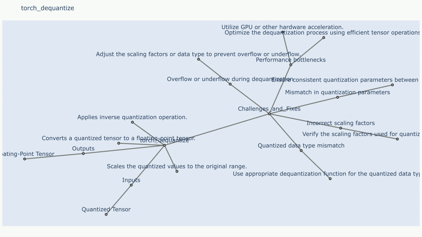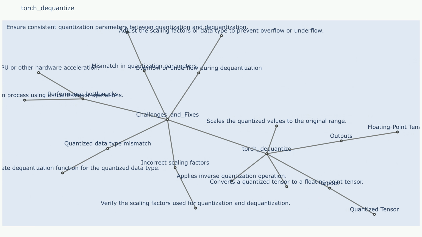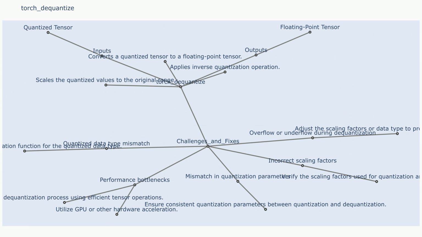Steps. Step 1: dequantization process. The dequantize function applies the inverse quantization process to the input tensor. It uses the scale and 0-point information associated with the quantized tensor to reconstruct the original floating point values.